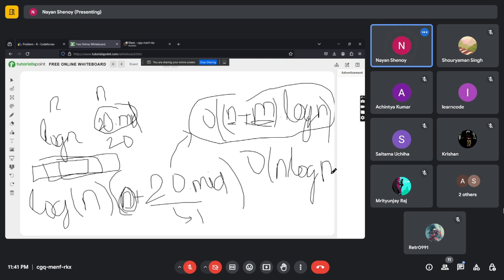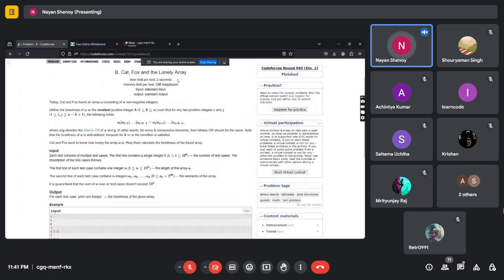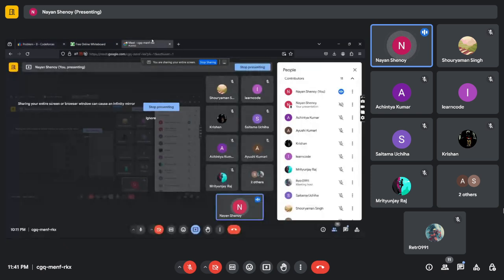Okay, so it's n log n, and since the time limit per test case was 2 seconds, you had to use either some kind of n log n or O of n solution. So O of n square would fail. So this was the n log n solution that we came up with. Okay.